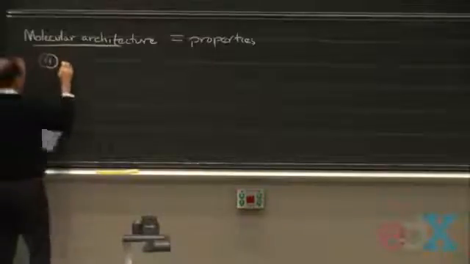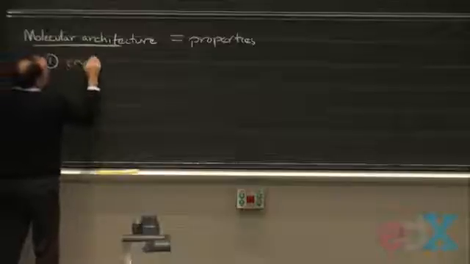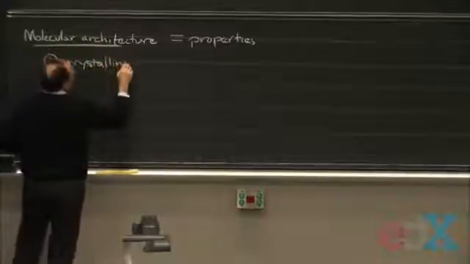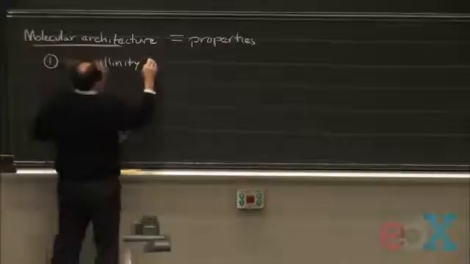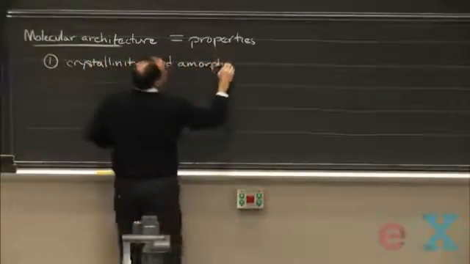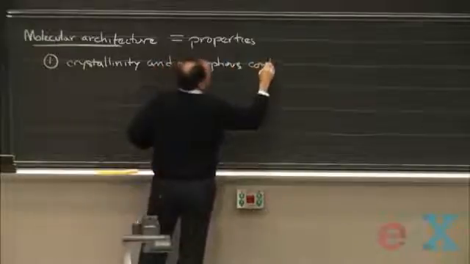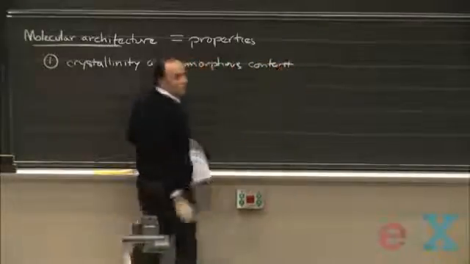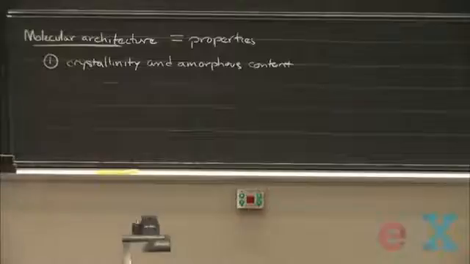One is crystallinity and amorphous content. What we're going to find is that polymers can be both crystalline and amorphous. In fact, frequently, they're both.